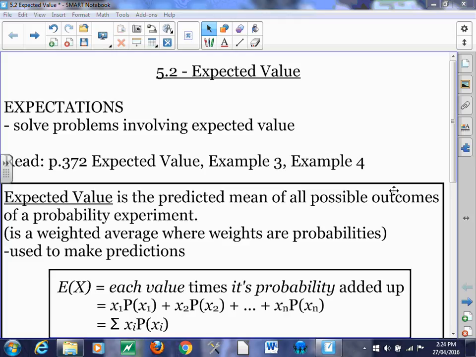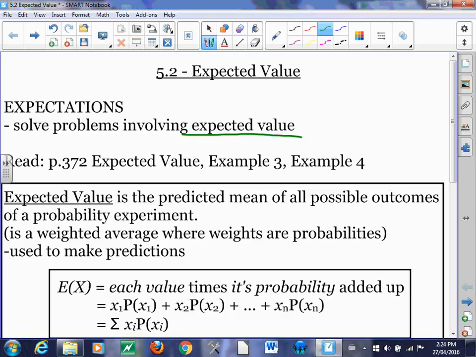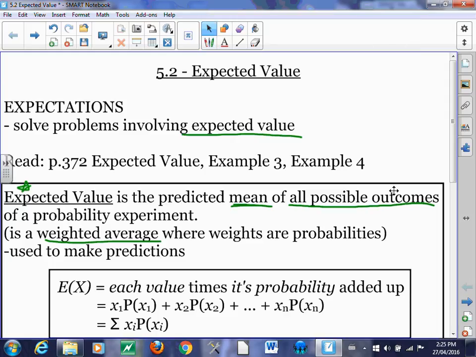It's called expected value. Today we're going to solve problems related to expected value, and it talks about: is this a fair game or a fair play? We're going to get into that as well. One thing we need to know, folks, is the expected value is the predicted mean of all possible outcomes of a probability experiment. It's a weighted average where the weights are the probabilities, and we use this to make predictions.